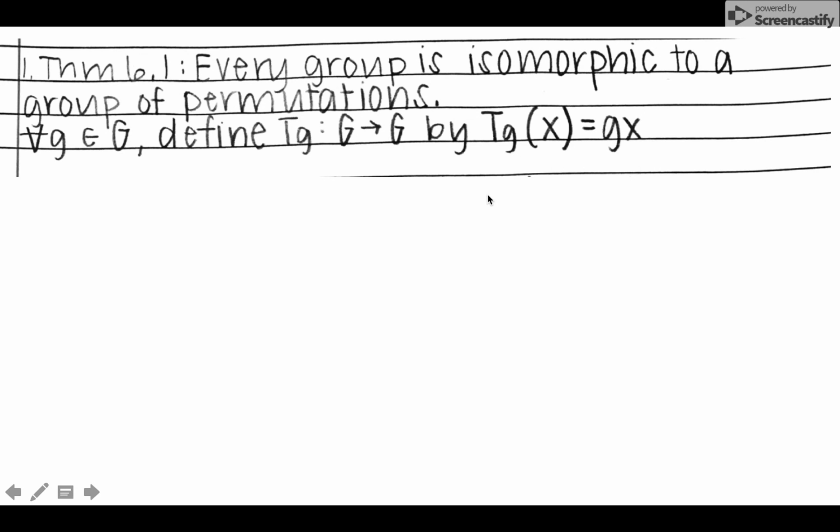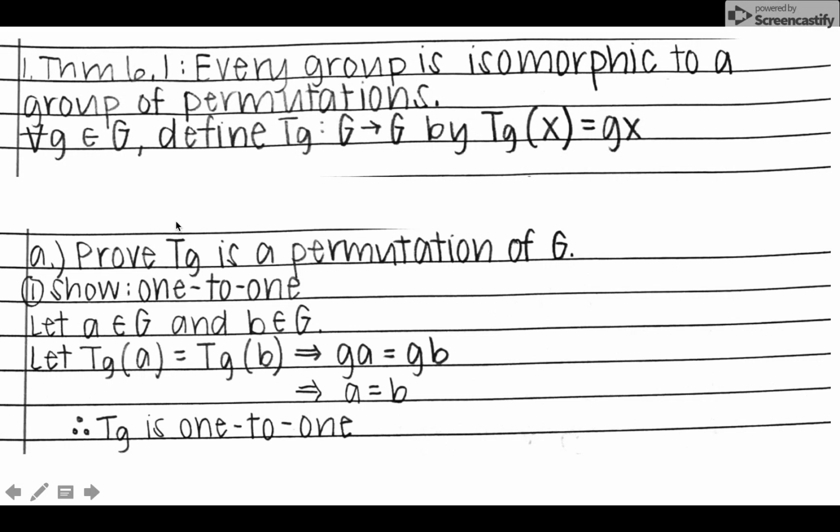In order to prove this, we have to show that T_g is 1-to-1 and onto. To prove that T_g is a permutation of G, in this part A, we're going to show it's 1-to-1. So we said let a be in G and let b be in G. Then we plugged a and b into T_g, so T_g(a) set equal to T_g(b), which implies that ga is equal to gb, and therefore a is equal to b, so T_g is 1-to-1.